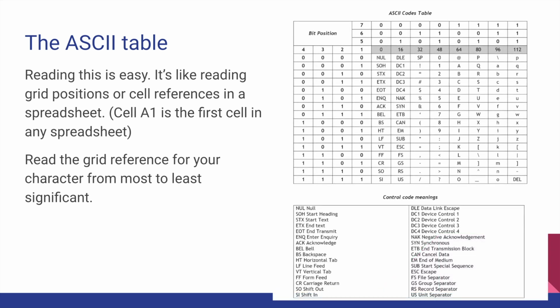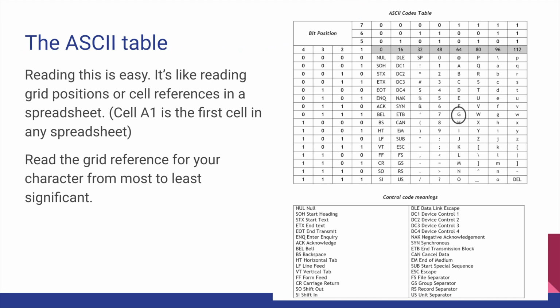Here is the ASCII table. It's actually really easy to read. Think about it as a grid position. You'll see across the top, in the top left-hand corner, it says bit position. We're reading the top row, 765, and then the left column, 4321, as you would in a spreadsheet. So reading the grid reference for your character is from most to least significant. The 7th data bit is the most significant. Now, there we go, 765, 4321.